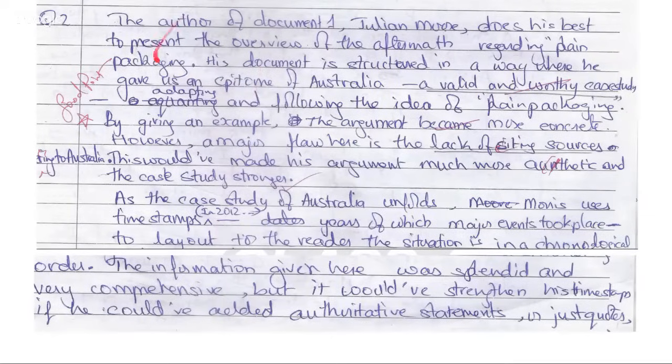So the question was to analyze the strengths and weaknesses of document 1. The author of document 1, Julian Moore, does his best to present the overview of the aftermath regarding plain packaging. His document is structured in a way where he gave us an epitome of Australia, a valid and worthy case study, adapting and following the idea of plain packaging.